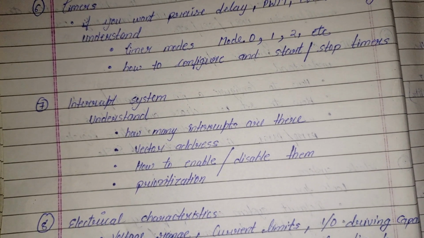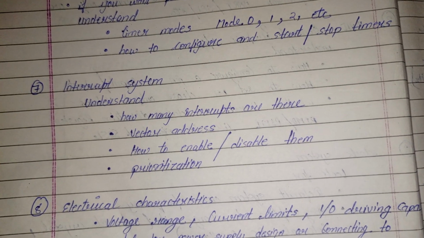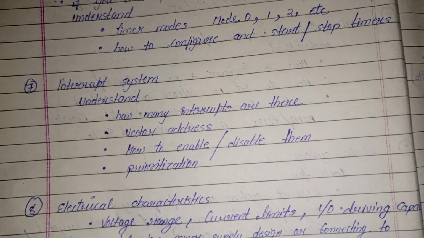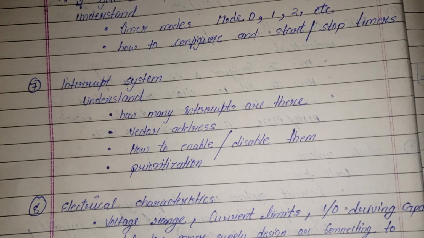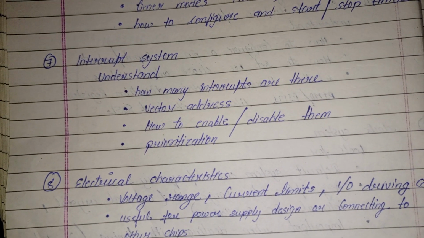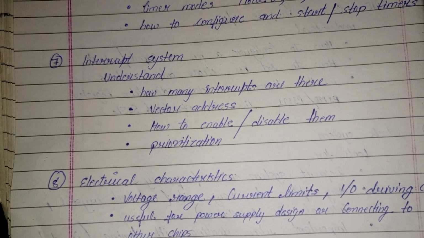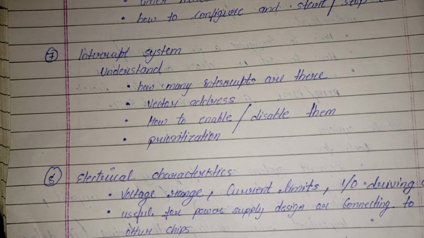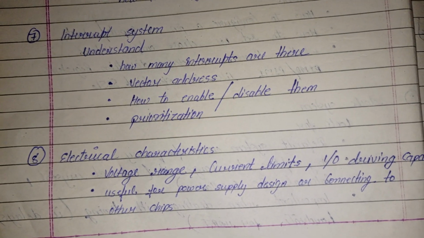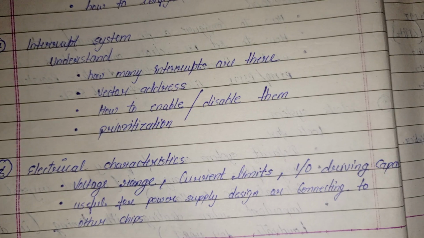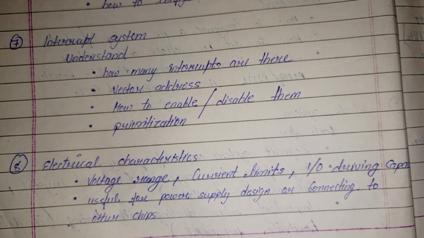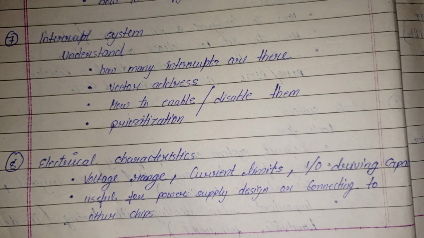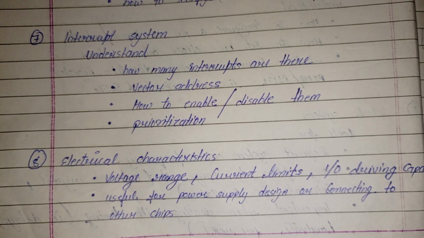Interrupt system: how many interrupts there are, vector addresses, how to enable and disable them, and prioritization. Basically in interrupts we have to set priority. Then electrical characteristics: you can see the voltage range, current limit, IO drive, useful logic levels, power supply design or connecting to other pins.